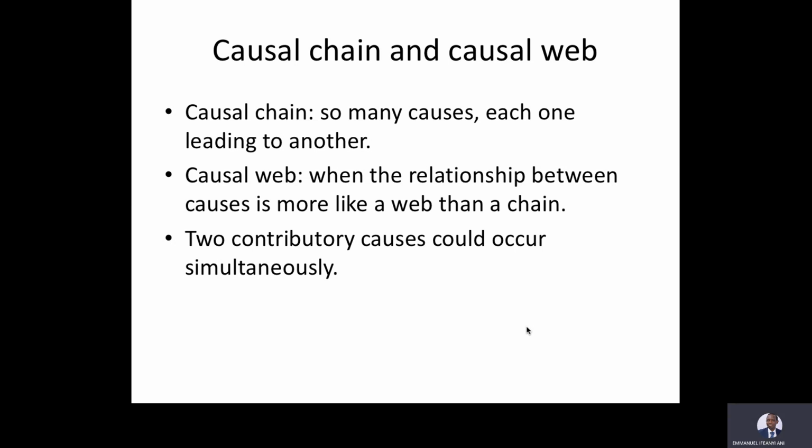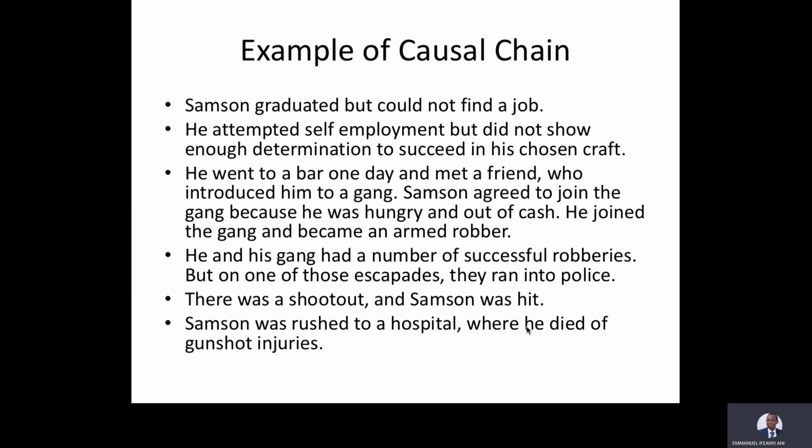Example of causal chain. Samson graduated but could not find a job. He attempted self-employment but did not show enough determination to succeed in his chosen craft. He went to a bar one day and met a friend who introduced him to a gang. Samson agreed to join the gang because he was hungry and out of cash. He joined the gang and became an armed robber. He and his gang had a number of successful robberies, but on one of those escapades, they ran into the police. There was a shootout and Samson was hit. Samson was rushed to hospital where he died of gunshot injuries.